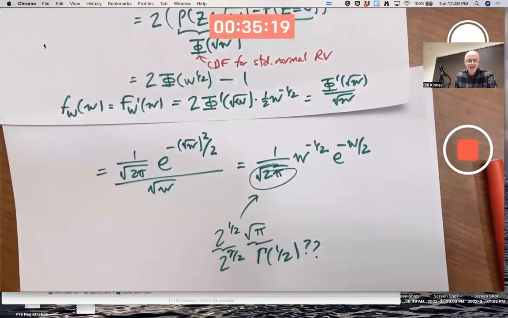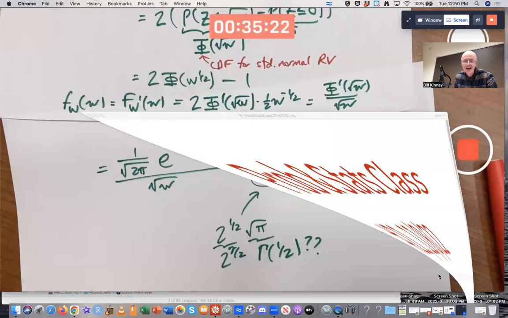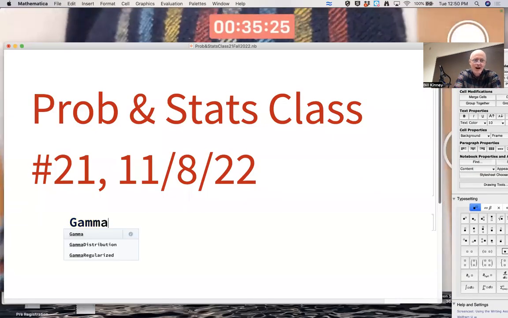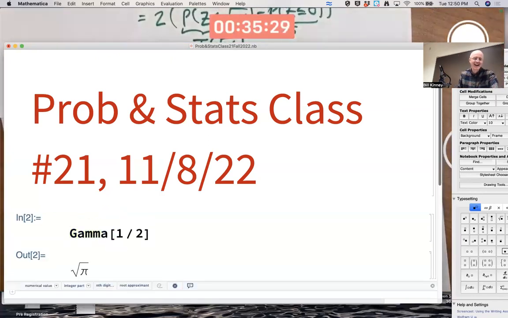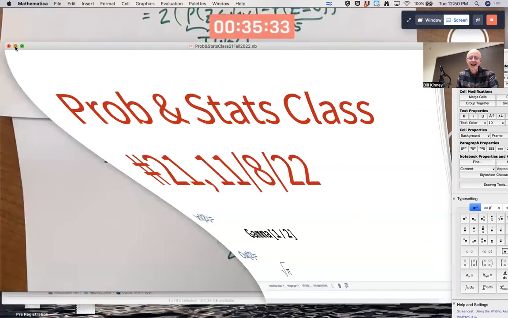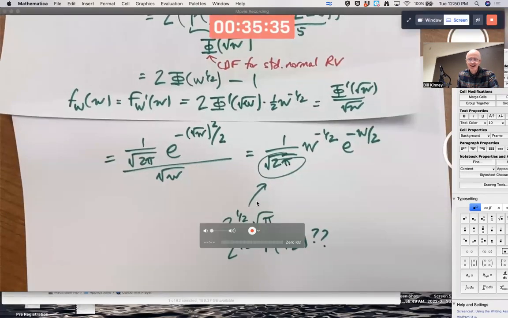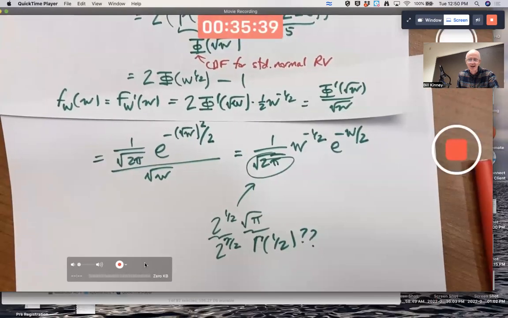Try it out with Mathematica. Mathematica knows everything. Gamma of 1/2, square root of pi. What? Square root of pi? How can that be? Where does the pi come from?